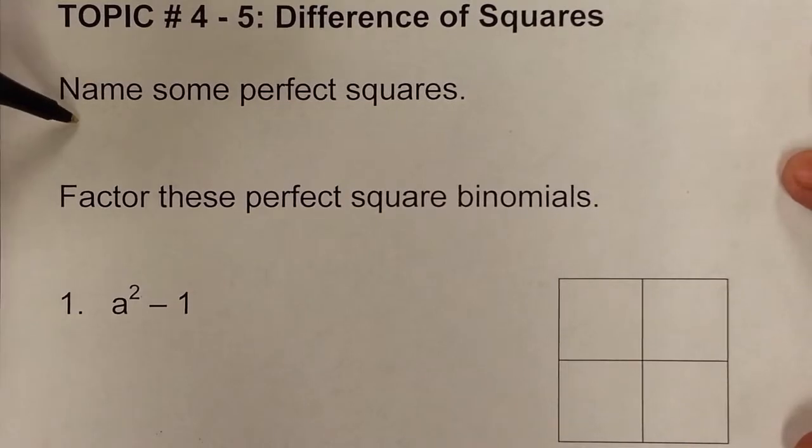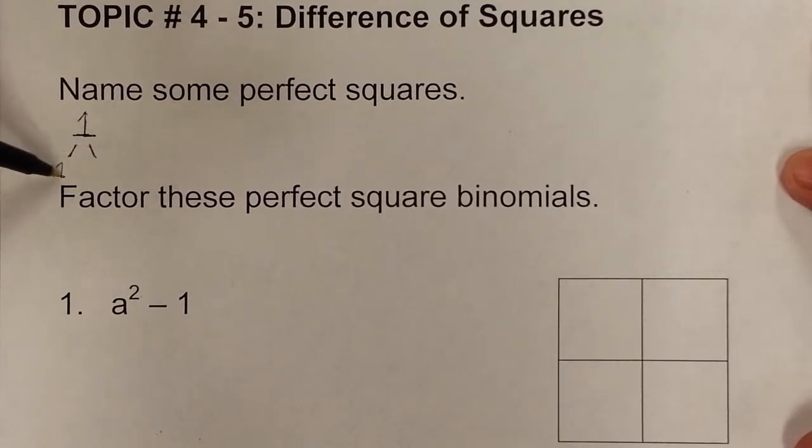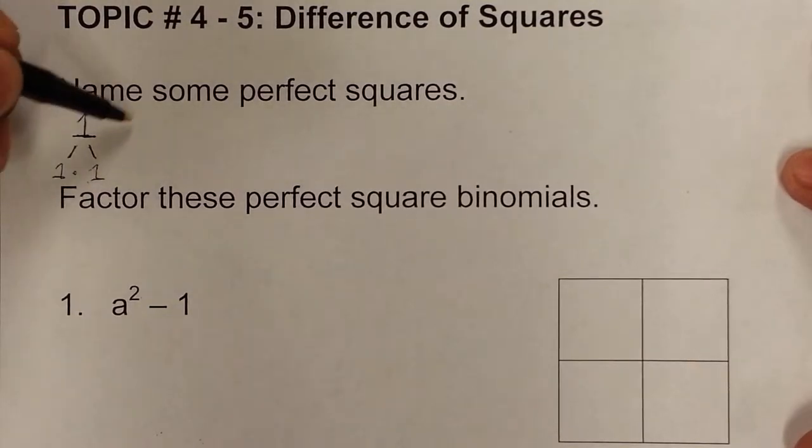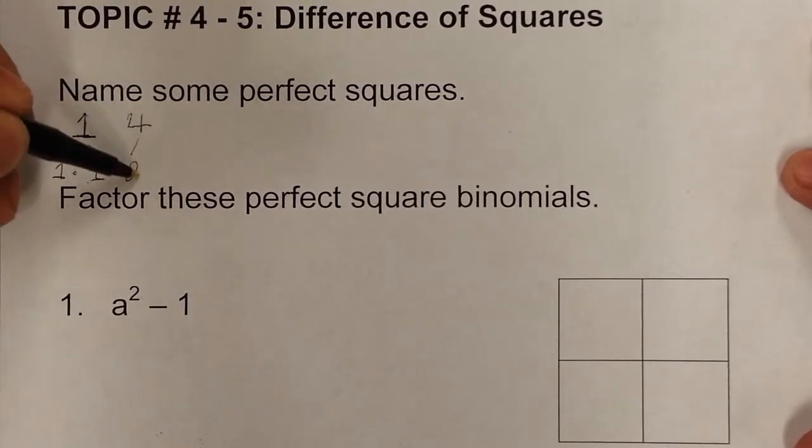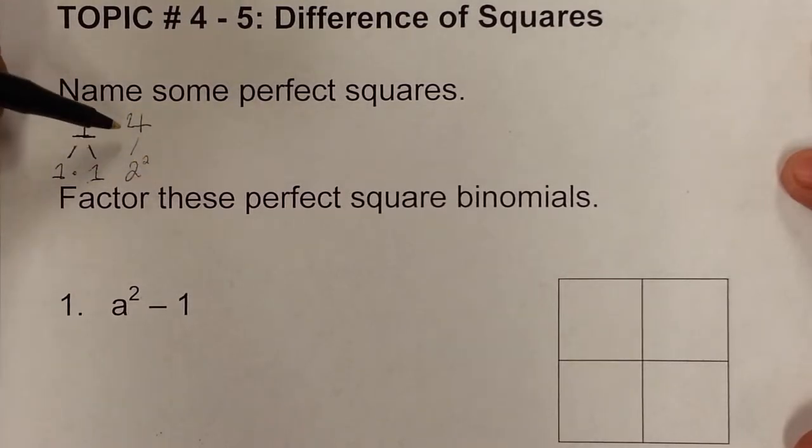So for instance, 1 is a perfect square because that can be written as 1 times 1. So we've got 1 times 1, the same number. So a number times itself is 1. So 1 is the perfect square of 1 squared. Now we've got 4, as that is 2 squared, or 2 times 2. 4 is a perfect square, 1 is a perfect square.